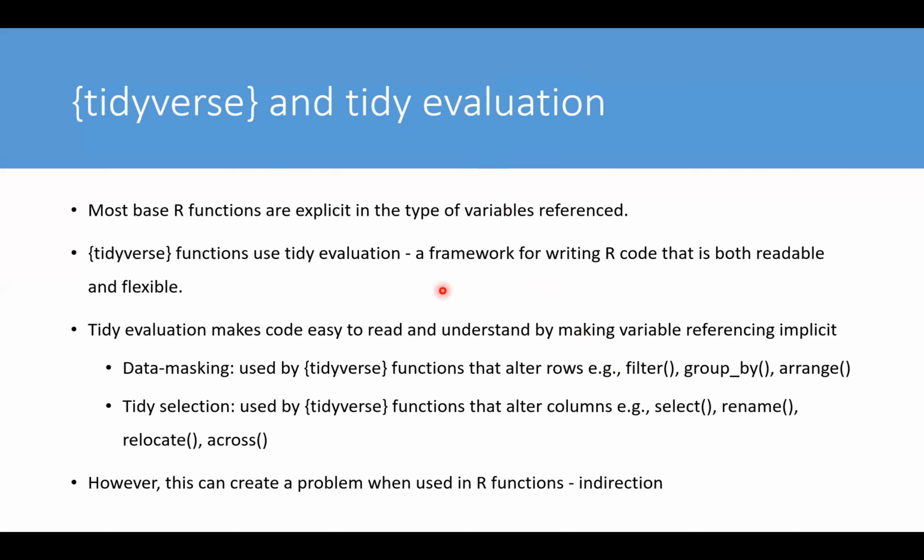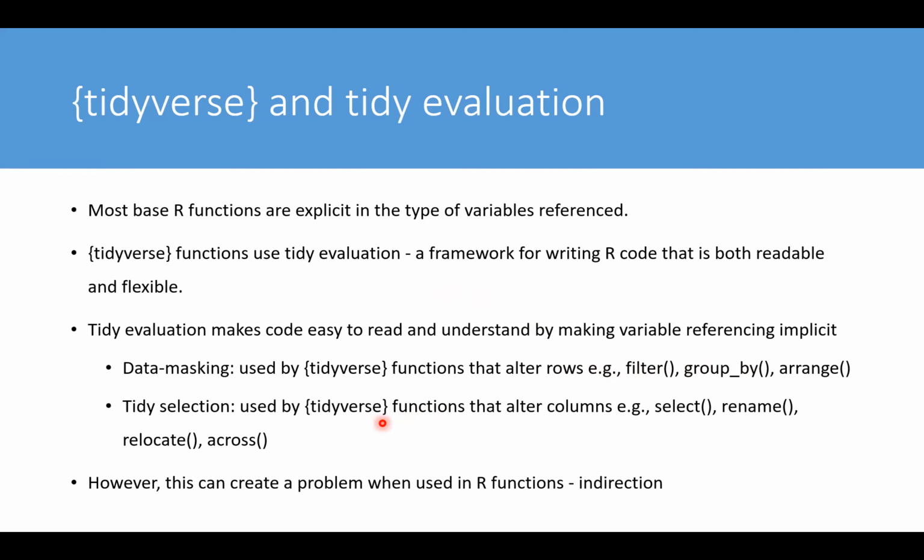So I was talking about tidy evaluation helping you to minimize repetitions by using two methods. One is called data masking, and the second one is called tidy selection. We're going to look at them when we get to the practical session. Data masking is used by functions that work on rows. An example of such functions, you have filter, group by, and arrange. And tidy selection is used by functions that work on columns, for instance, when you are using the select function or the rename function.